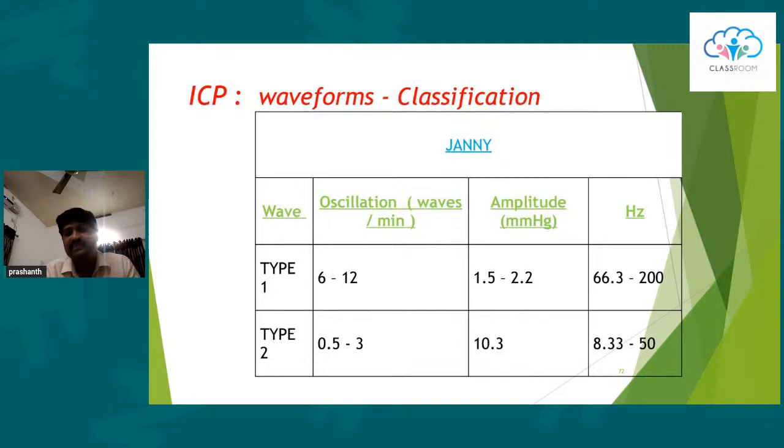The third way of analyzing the waveform is looking at the types of waves. So apart from these waves which I have already mentioned, arterial and respiratory pulsation, some of these waves were classified as type 1 waves and type 2 waves by Janny in the 1950s. This is primarily based on the frequencies and amplitudes.